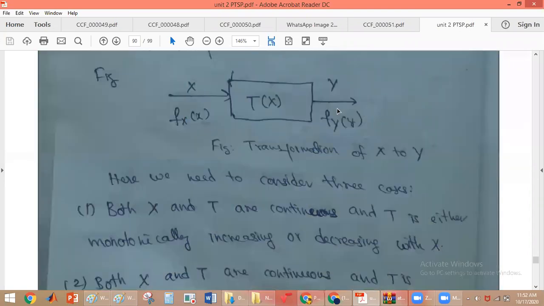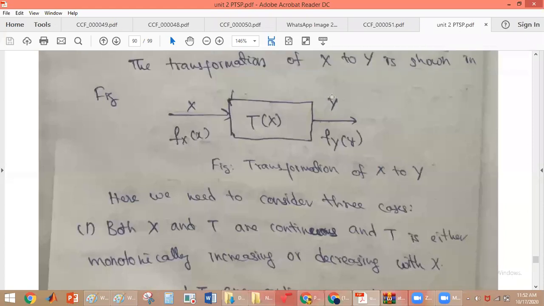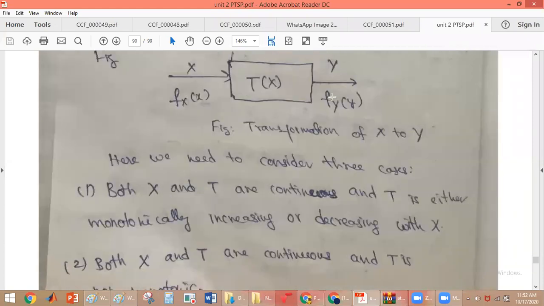So here we need to consider three cases. When you are converting any random variable x into y, how will this be converted? It will be converted by three methods. So there are three ways to do this conversion. For example, if x and T both are continuous, T may be either monotonically increasing or decreasing with x, then how do you get y? That we will be discussing first.